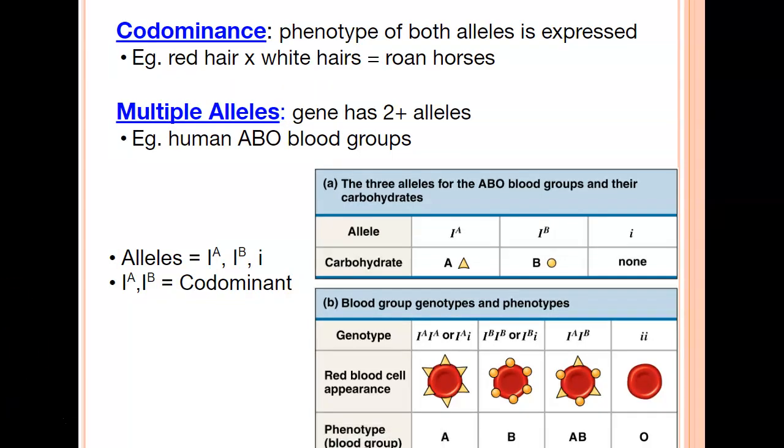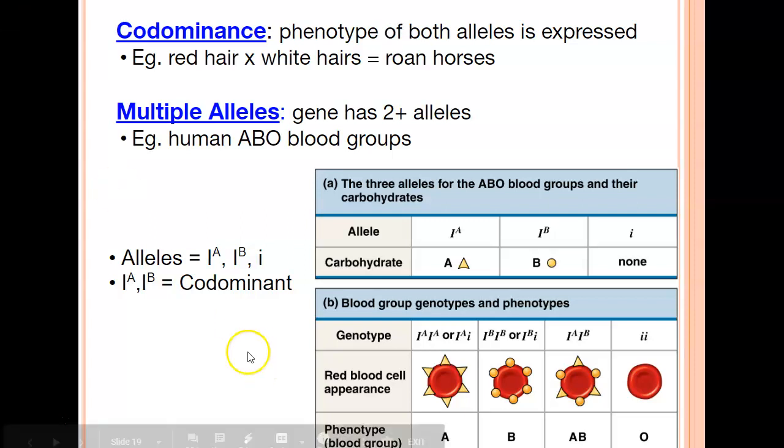Whereas in multiple alleles, now we're getting into something a little bit different. Multiple alleles means there's more than two options, and that does happen in some traits. So blood groups are the perfect example of that. You can see there's A as an option, B as an option, and those are both codominant, meaning that if it's there, it will be expressed. So they are equally worthy. And then there's a little i, and that's the recessive. That's what we refer to as O.